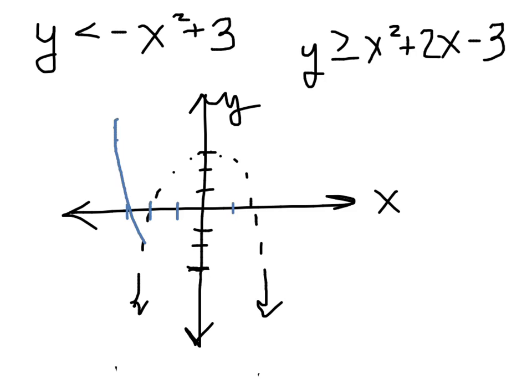And this one's a solid one. Why is the blue one solid and the black one dashed? The blue one's supposed to be solid because the blue one said equal to. The black one's supposed to be dashed because it did not say equal to.